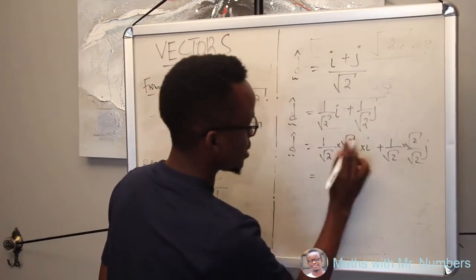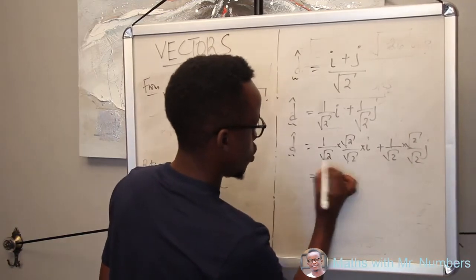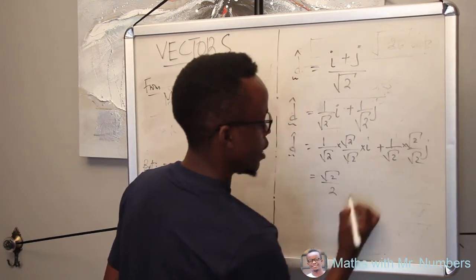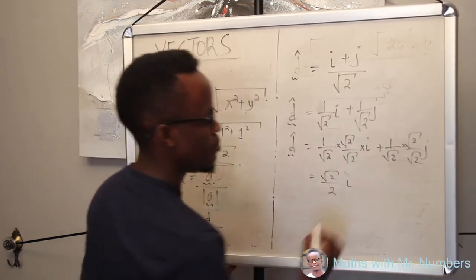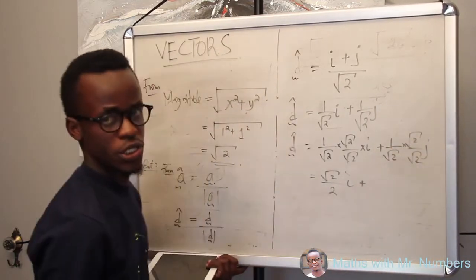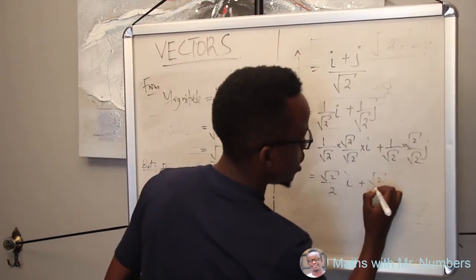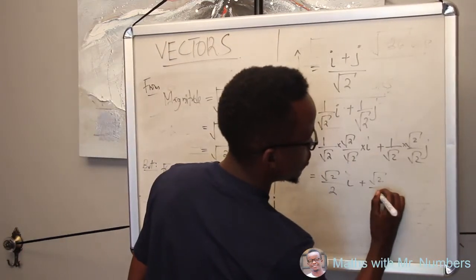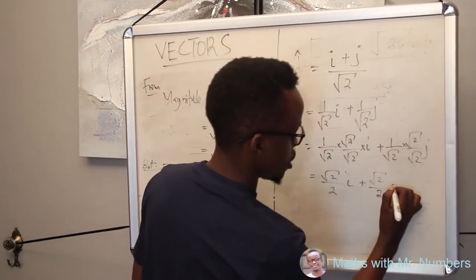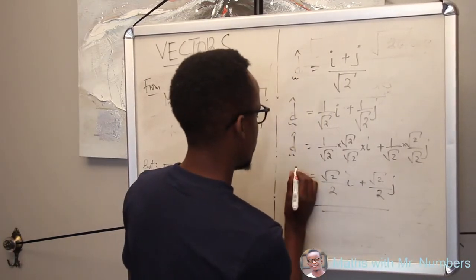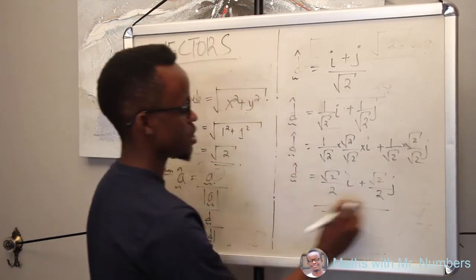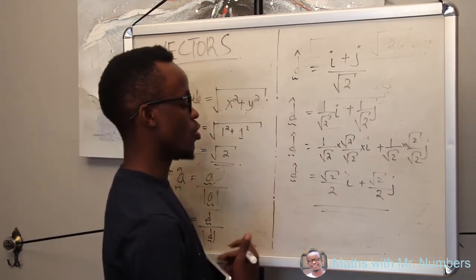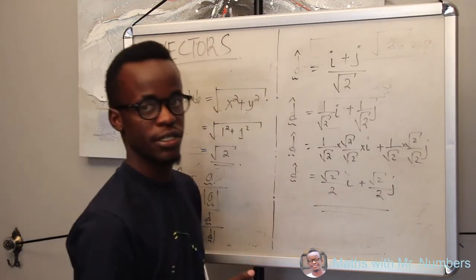After that, 1 times root 2 is root 2. Root 2 times root 2 is root 4, which equals 2. And we have i outside. Likewise, 1 times root 2 is root 2, and root 2 times root 2 is root 4, which equals 2. Therefore, we have 2 under, times j. Therefore, the answer for the unit vector of vector D is root 2 over 2 i plus root 2 over 2 j.